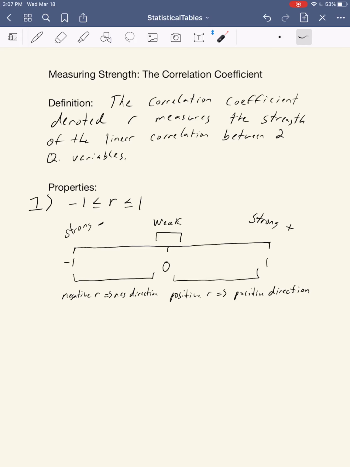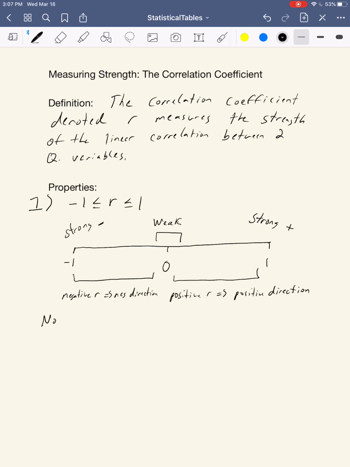In a little bit, we'll talk about exactly how to assess what counts as strong enough or what counts as too weak. But just be aware now, the closer you are to -1 or 1, the stronger you are, and the closer you are to 0, the weaker the correlation is. What happens if you show up exactly at those endpoints?